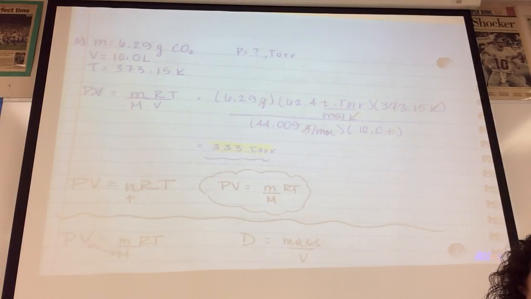Where'd you get that 44.009? Molar mass of carbon dioxide off the periodic table, 1 C, which is 12, and 2 O's at 32 is about 44. How do you know you need to use the little m over big M? I would use that because they gave me mass. You could get to moles if you wanted to and do PV equals nRT, but to me it's easier to plug everything in at once. And watch the units as they cancel.